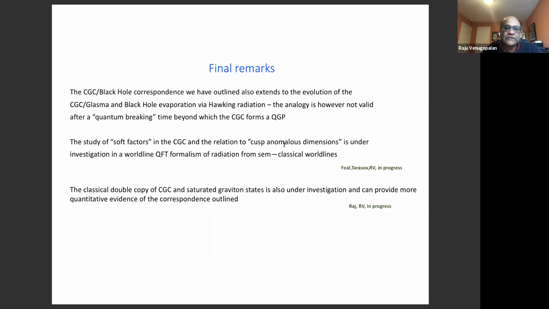And this is something that we're also exploring in a kind of worldline QFT formalism of radiation from semi-classical worldlines. This work is in collaboration with Javi Fiel and Andrei Tarasov. And also there's this classical double copy of CGC and saturated graviton states, to have a more quantitative understanding of this correspondence, which is also something that I'm working on. This is in collaboration with Himanshu Raj, who's a postdoc at the Weizmann Institute and will be moving to Saclay this fall. So thank you very much for listening, and I'll be happy to take any questions if there are any.